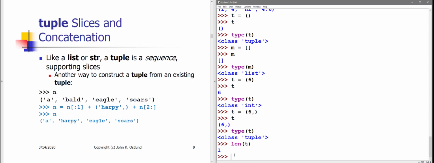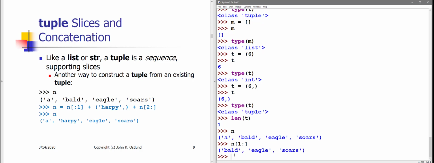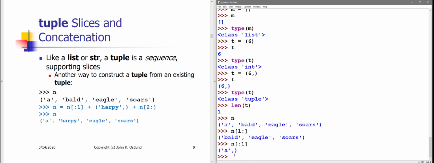Okay, so saying that a tuple is a sequence has important meanings. What it means is that things like subscripting and also slicing will work for a tuple just like they work for a list or a string. Here's my tuple n, and if I ask for n sub 1 colon, that means give me everything from item sub 1 up to the end of the tuple. So this is a tuple of 3 items. Or if I say n sub colon 1, that gives me a tuple of all of the items up to, but not including, 1. So this is a so-called one-tuple, just containing the word a. And notice that because it only has one value in it, in the representation that's displayed, there's a comma after that value.